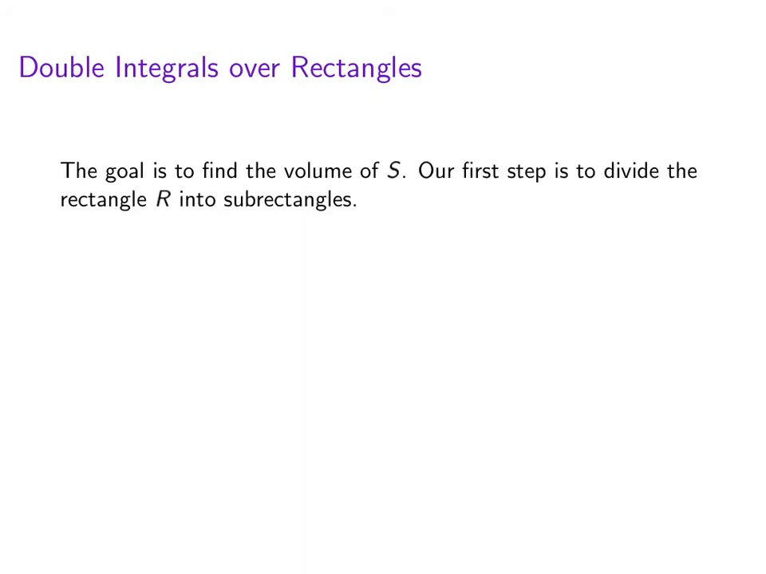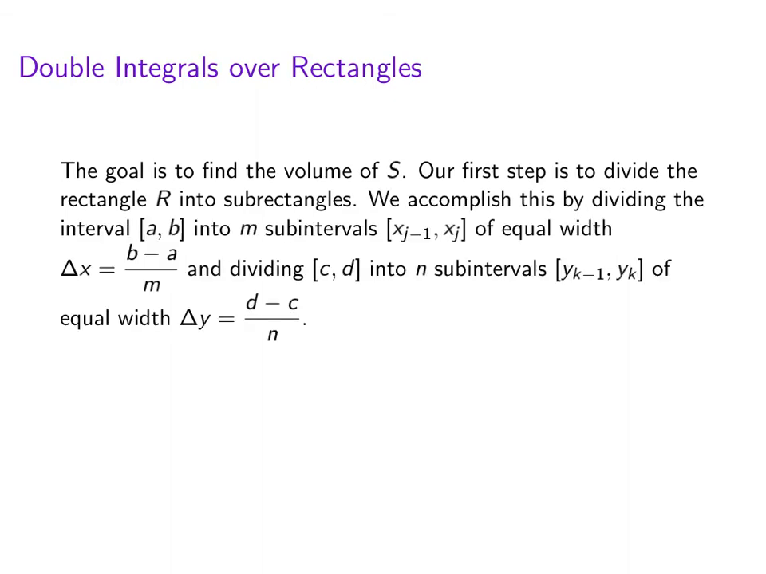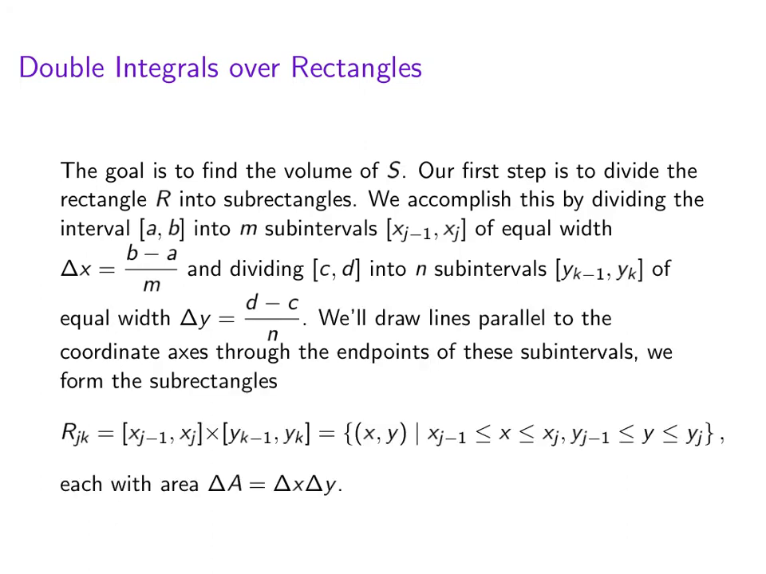Alright, so as a first step, in much the same way as we did in Calculus 1, we're going to divide the rectangle R into sub-rectangles. In Calculus 1, we divided an interval into sub-intervals. Here we're dividing a rectangle into sub-rectangles. We'll accomplish this by dividing the interval from a to b into sub-intervals, and we divide the interval from c to d also into sub-intervals. And then we'll draw lines parallel to the coordinate axes through the endpoints of these sub-intervals, and what that does is creates a grid of sub-rectangles. Each has area delta A, which is delta x times delta y.